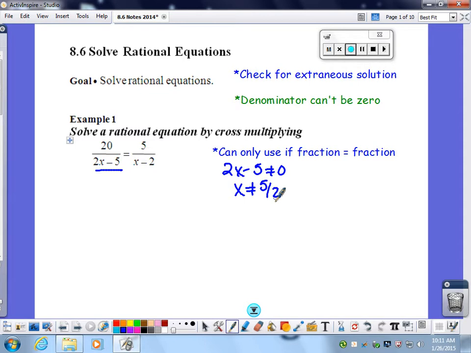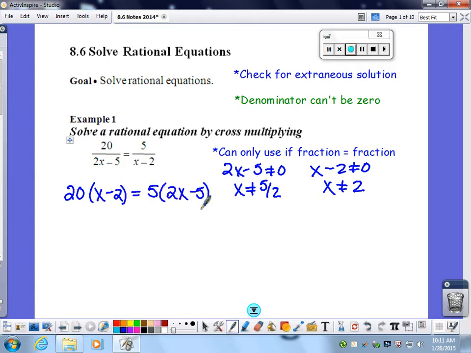Let's look at our second fraction. x minus 2 cannot equal 0, so x cannot equal 2. So if we come up with an answer of 2 when we're done solving this, we know that that's going to be extraneous also. All right, let's cross multiply. So we're going to get 20 times x minus 2 equals 5 times 2x minus 5.